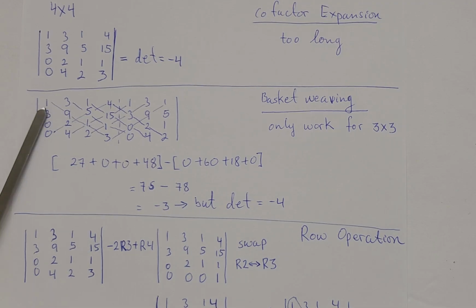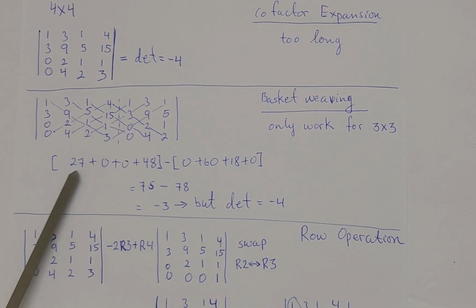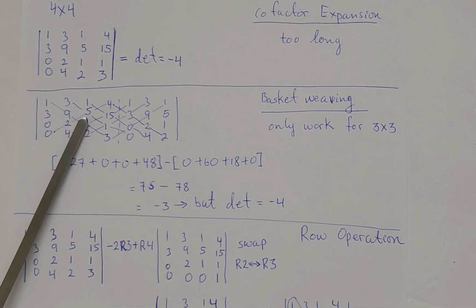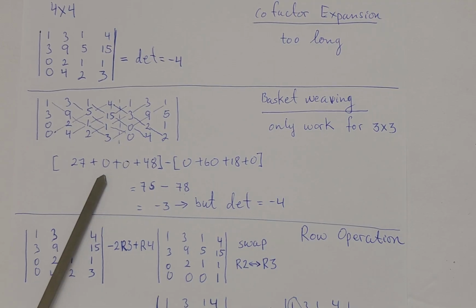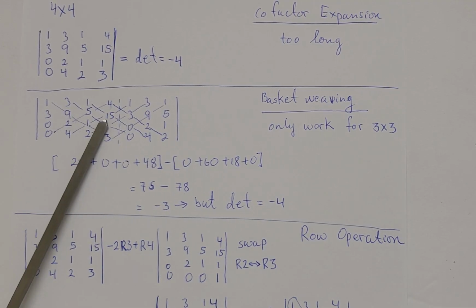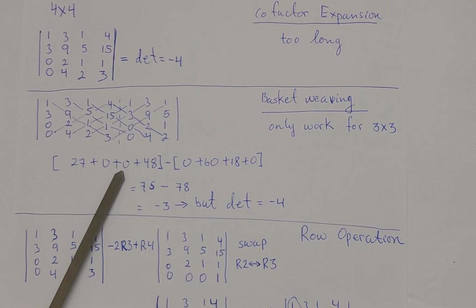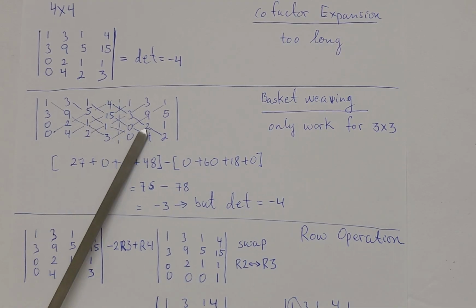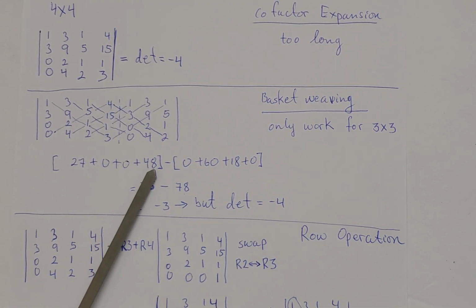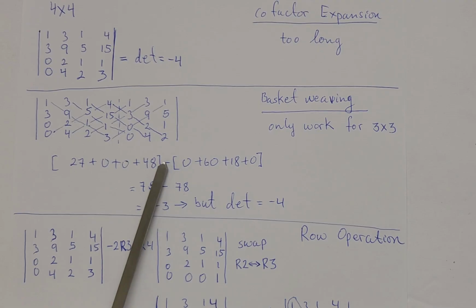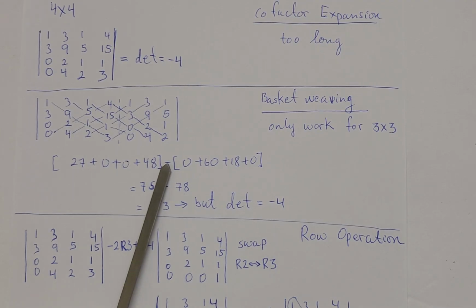So 1 times 9 times 1 times 3, 27. 3 times 5 times 1 times 0 gives me this 0. 1 times 15 times 0 times 4 gives me this 0. And then 4 times 3 times 2 times 2 gives me 48. Don't forget the minus. The minus is always there.